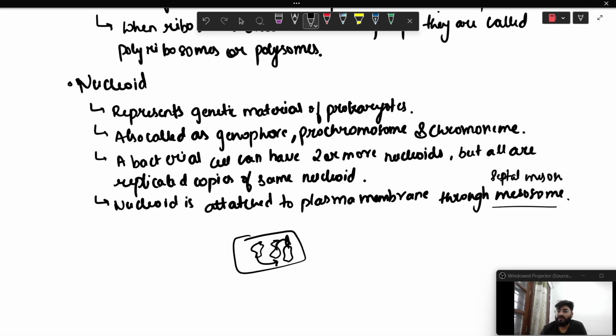So this was the first part of the general characteristics of the bacteria. We'll study more about the general characteristics in the next class. Then we'll study about respiration. Then we'll study about reproduction.